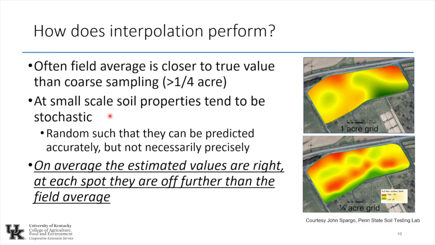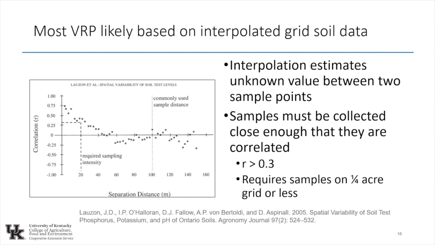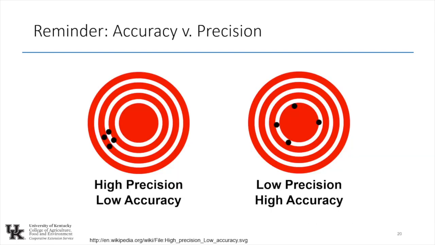What's that mean? It means that in this example, if we went back and we just did an average of our grid data, it would be closer to the true value if I went back in here and actually collected a sample to see what it was. The field average, 95% of the time, is closer to that unknown value than the interpolated prediction. 95% of the time, the field average will be better. So interpolation of grid sample data does not work when it's sampled greater than 1/4 acre.